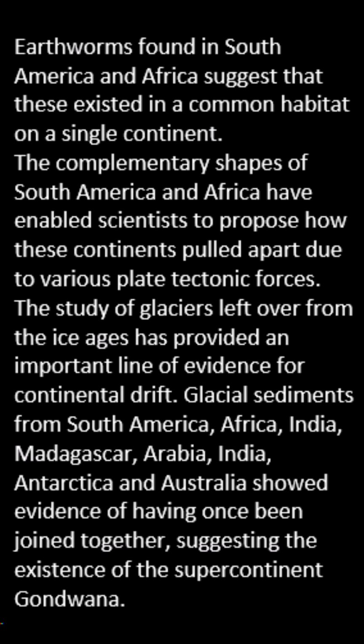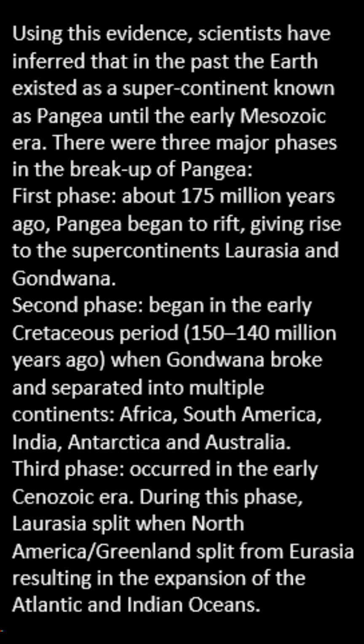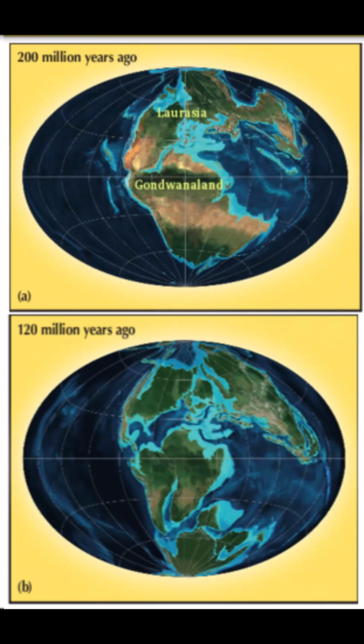It is. Even things like certain types of ancient earthworms are found in both South America and Africa. Plus, the continents themselves kind of look like they fit together, especially South America and Africa. Like puzzle pieces. Precisely. And then there's evidence from ancient glacier deposits found across multiple southern continents that point to them once being part of a single giant landmass we call Gondwana. So all this evidence points to a time when pretty much all the land was one giant supercontinent. That's the idea. We call it Pangaea.